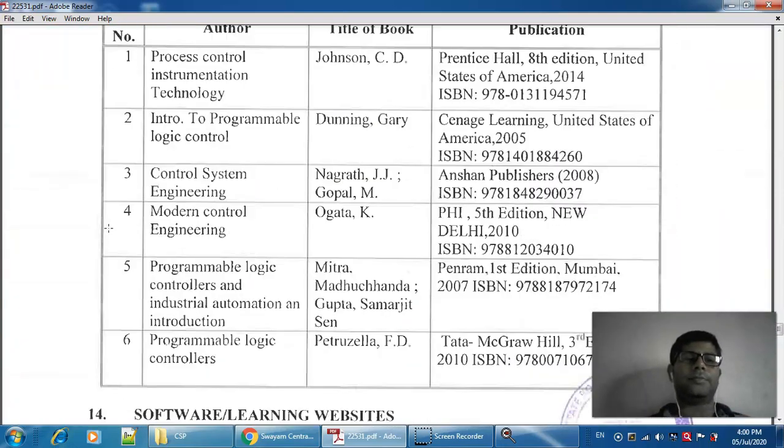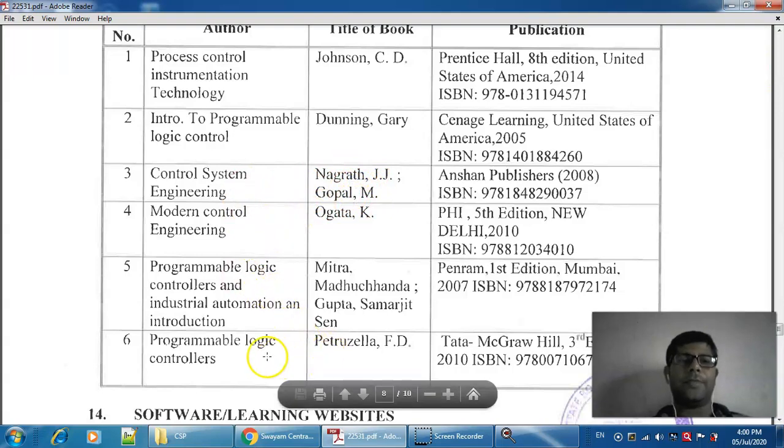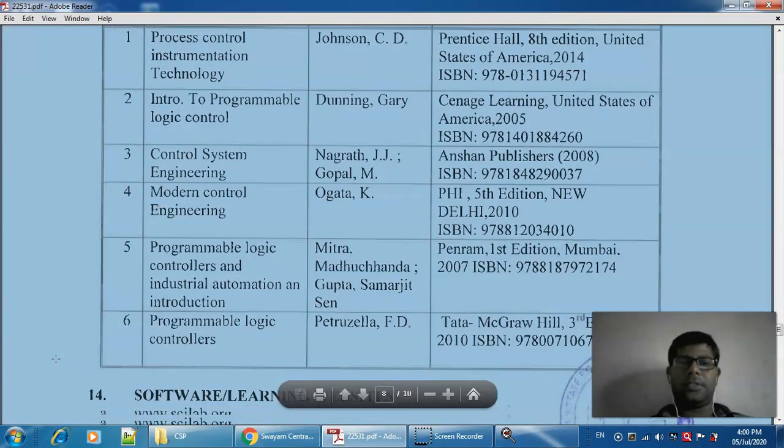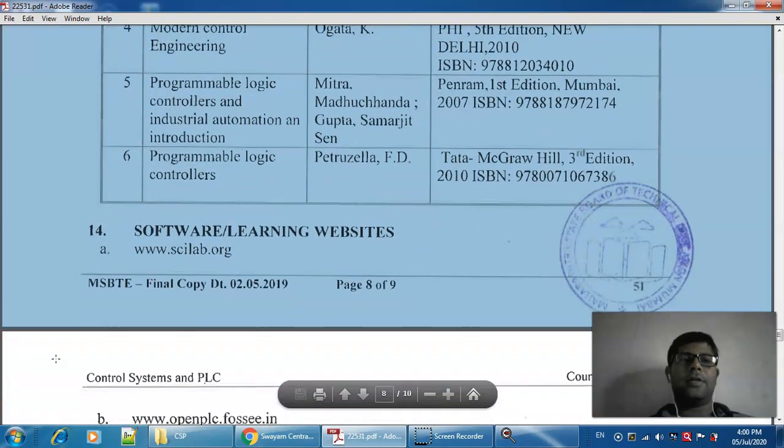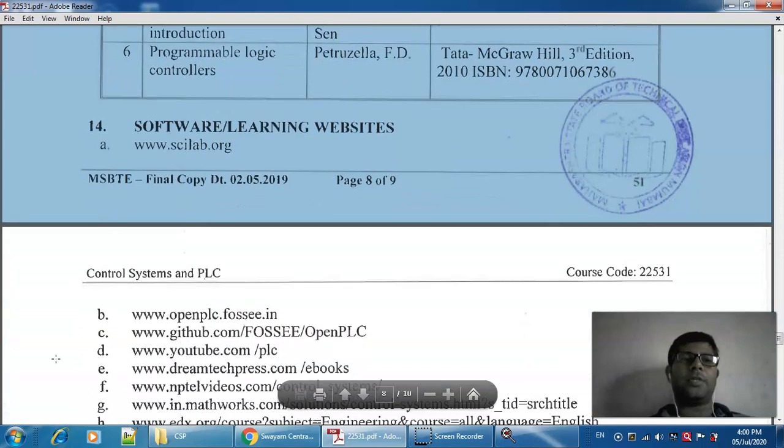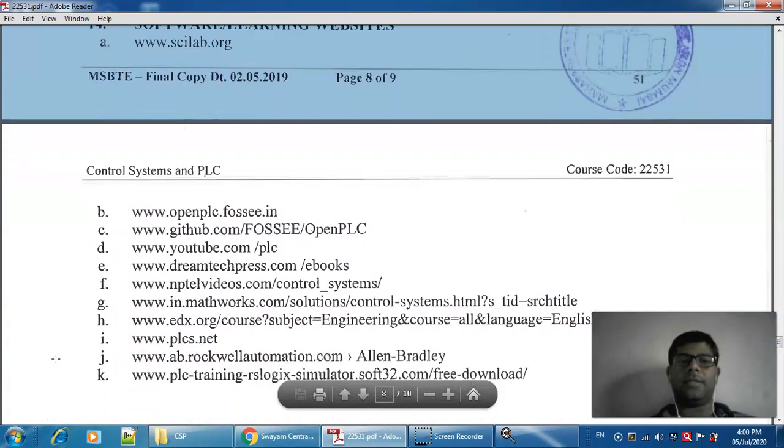Then there is a list of reference books which you can refer to. You can refer to these books. So Control System and Engineering, there is Nagrath and Gopal. This is also a good book, I would suggest. So this is a list of references, and see, this topic is important. The last chapter is important.